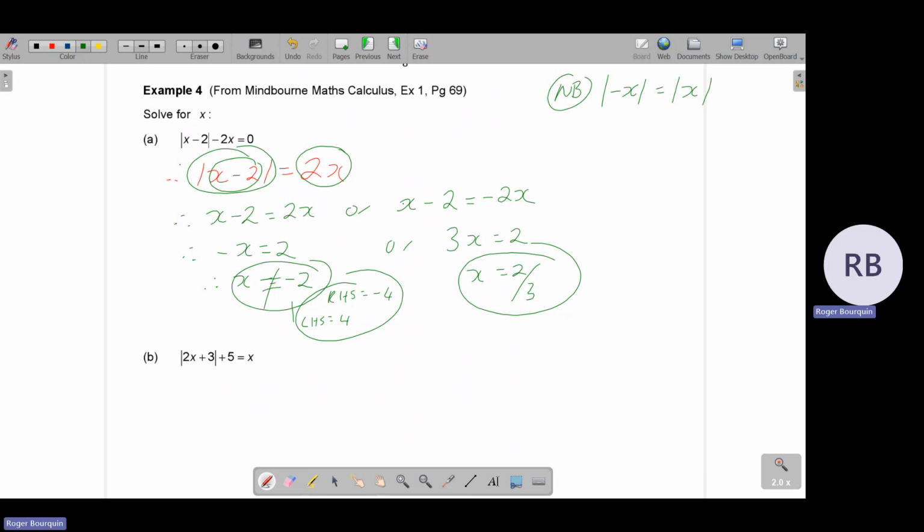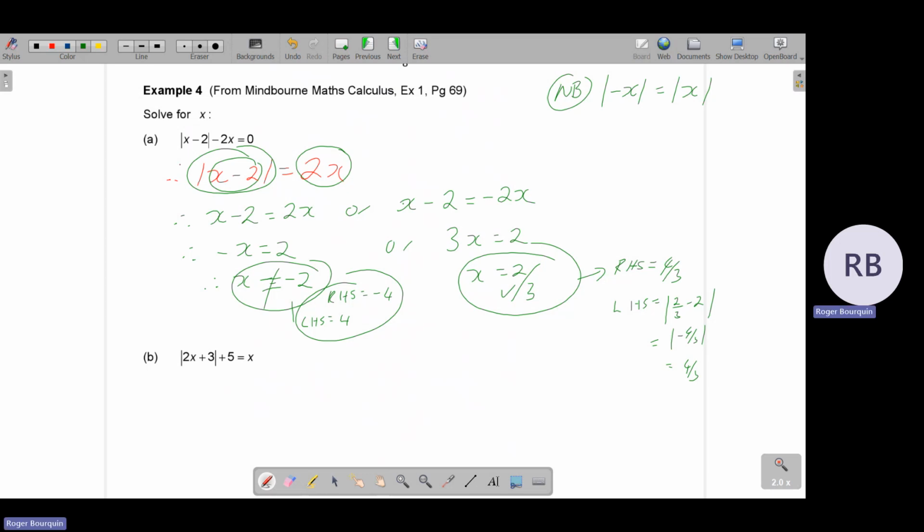Okay. Does 2 over 3 work? Well, what's the right-hand side going to be? 2 times 2 over 3, which is 4 over 3. So if this is the correct answer, what should the left-hand side now be? Okay. Should be 4 over 3. And it's equal to 2 over 3 minus 2. You don't have to show this working, which is 2 over 3 minus 6 over 3, which is negative 4 over 3. And what's the absolute value of negative 4 over 3? Does this one work? Yeah.